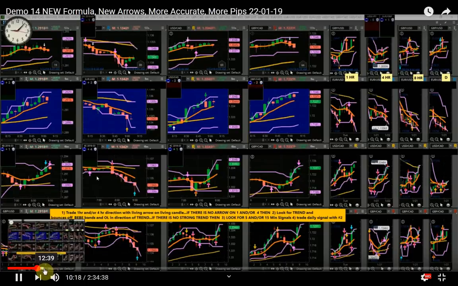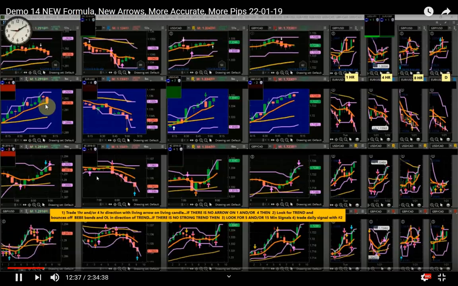I'm going to fast forward a little bit. I don't want to fast forward too much because it will miss the move. Now look at this. Look at this on the GU. Look at the GCAD. Look at the HA chart there.